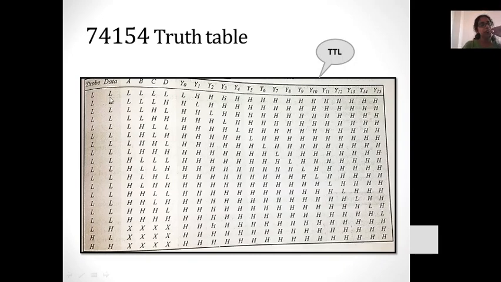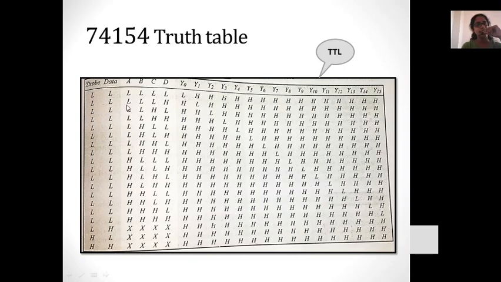Strobe is low, data is low. It is an active low circuit, that's why data is low. Then the first ABCD condition is 0, 0, 0, 0, that is L, L, L, L. Which output is active, or the input is switching to which AND gate? The first AND gate. So now the data D has become Y0. We would expect it to be high, but the IC will show it as low. So this is low, all the others will be high.